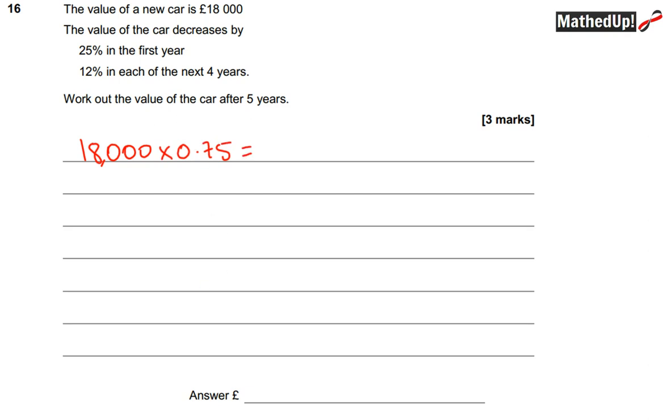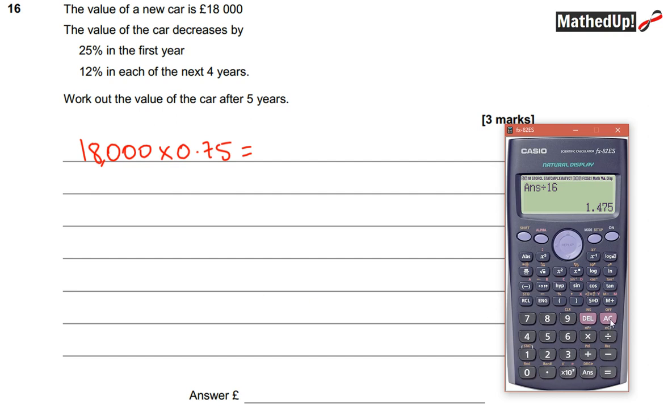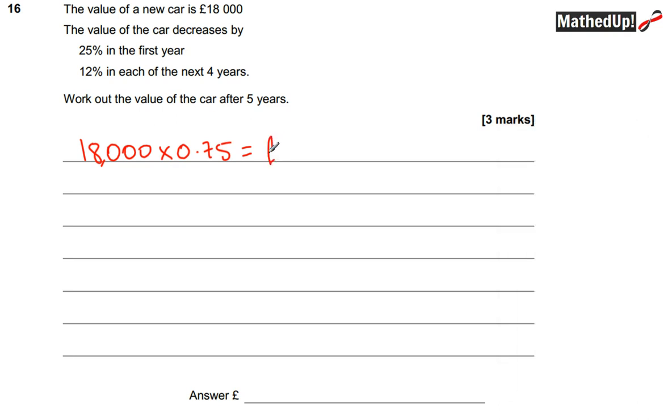So let's do that first. I know that 18,000 times 0.75, and that should be £13,500.